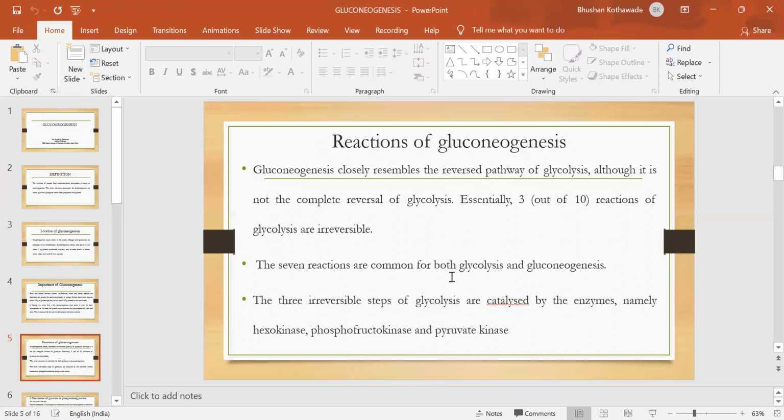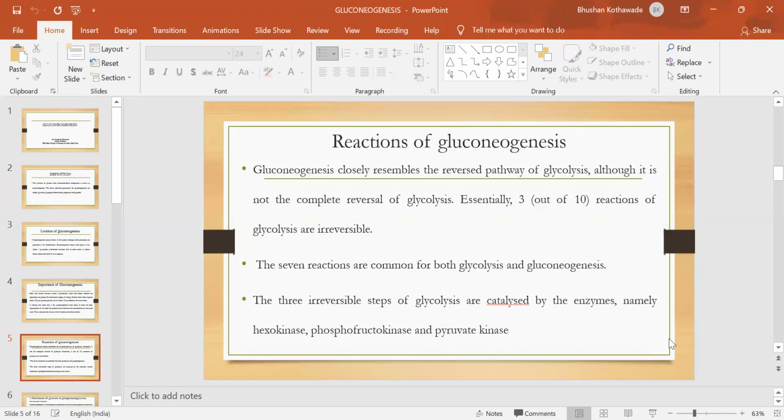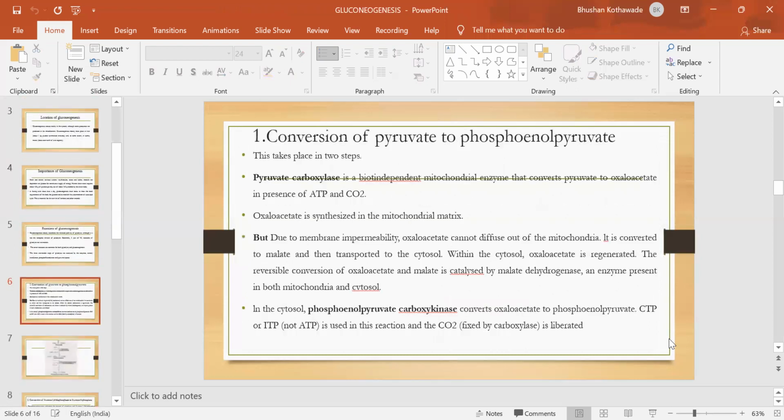The 7 reactions of glycolysis are the same for both glycolysis and gluconeogenesis, but the 3 irreversible steps of glycolysis are catalyzed by different enzymes in gluconeogenesis. Those 3 enzymes in glycolysis were hexokinase, phosphofructokinase, and pyruvate kinase. For these 3 enzymes, in gluconeogenesis we will use different enzymes.